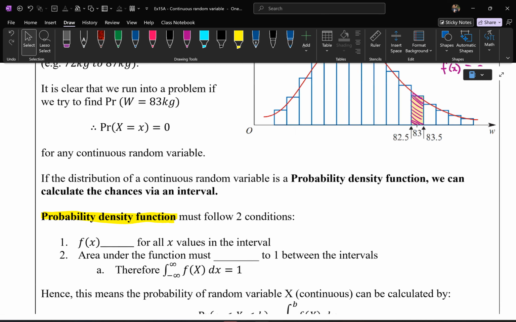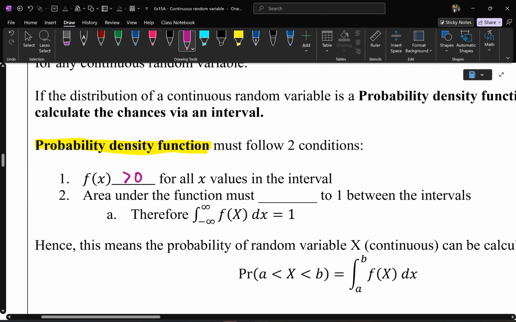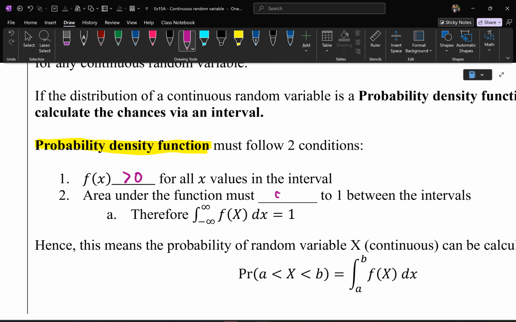Okay, so here, f(x) is greater than 0 for all x values. And the area under the function must add to 1. So the integral from negative infinity to infinity of f(x) dx, where x is your random variable, this time continuous, must add up to 1. Okay?